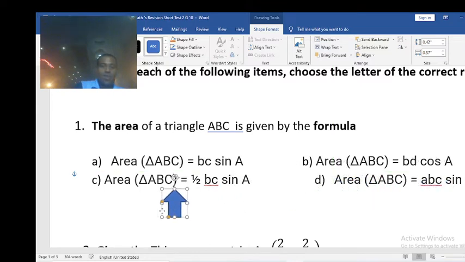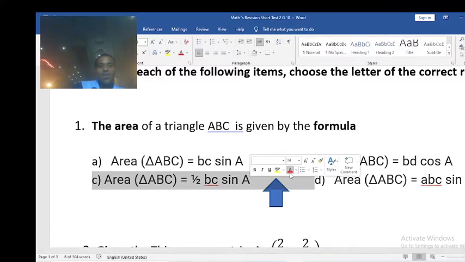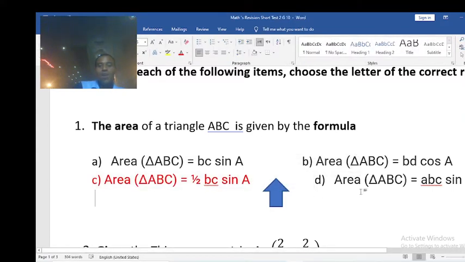So we should circle option C, which is half multiplied by the length of the 2 sides multiplied by sine of A. So the correct answer, learners, is C. Clear? This is the correct answer. Move to the next part.